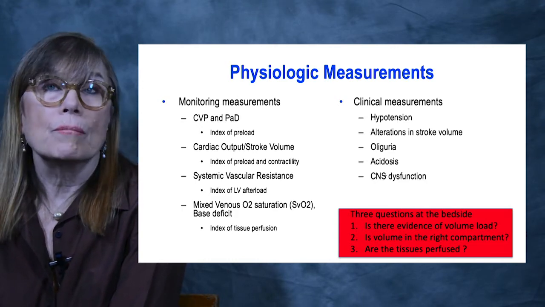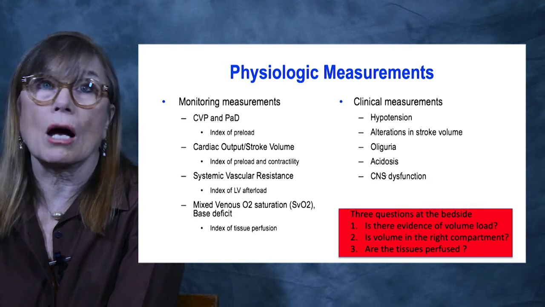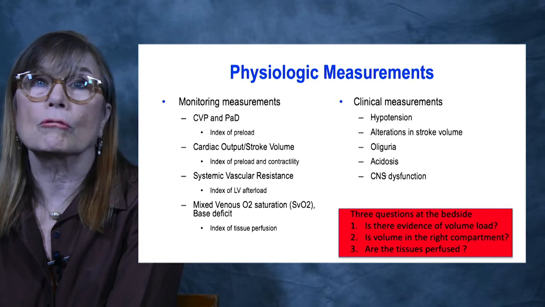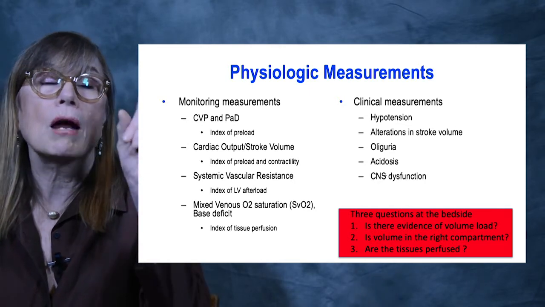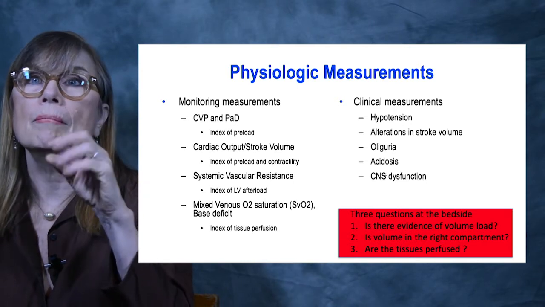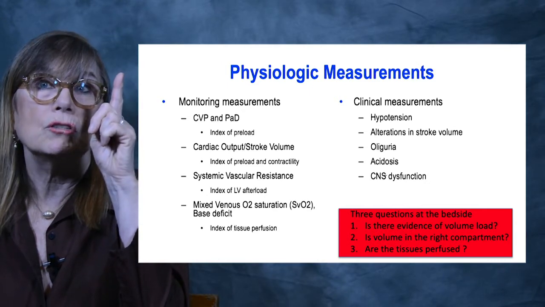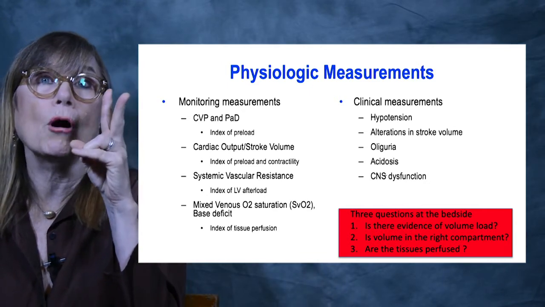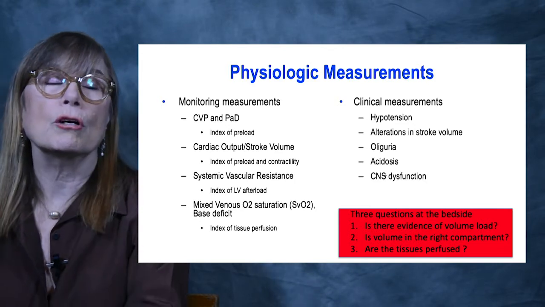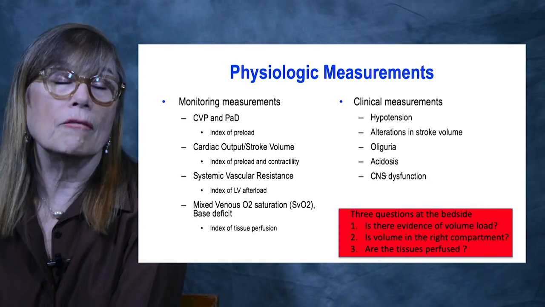So by the way, there are 3 questions you ask every time you're making changes at the bedside, every time you come into the room after report, and every time when you're leaving. The 3 questions you ask. Is there evidence of volume? Is the volume in the right compartment, which is always the arterial bed? And are the tissues perfused? Is there evidence of volume? CVP. Is the volume in the right compartment? Systolic blood pressure and stroke volume. Are the tissues perfused? The base deficit. Everything you need to evaluate shock.